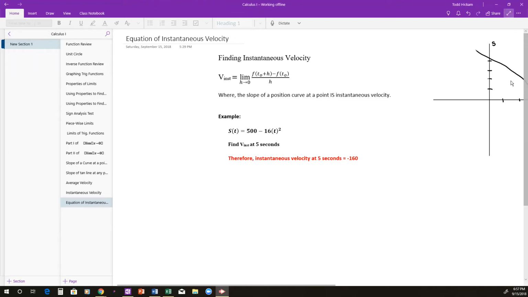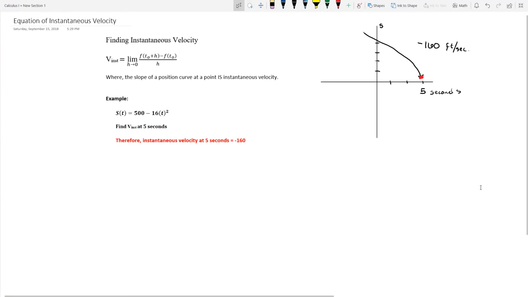So we're going to apply what we've learned so far, in that we can use an equation. In this case, we're going to use it for the instantaneous velocity. We will utilize what we know about limits to create an equation of the slope at any given point, so that we don't have to redo everything.